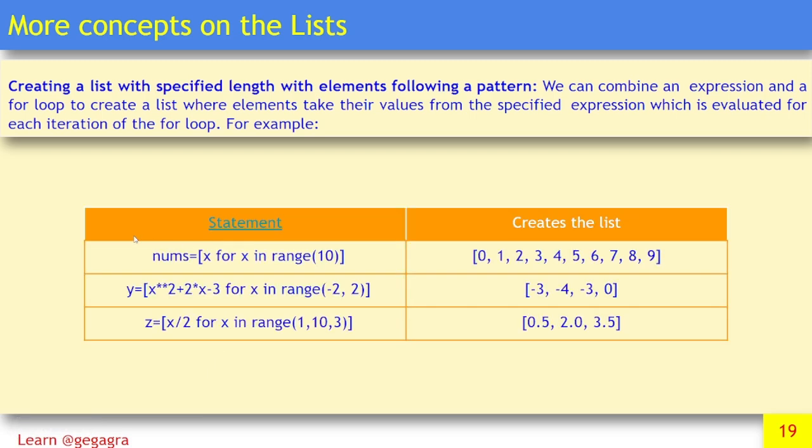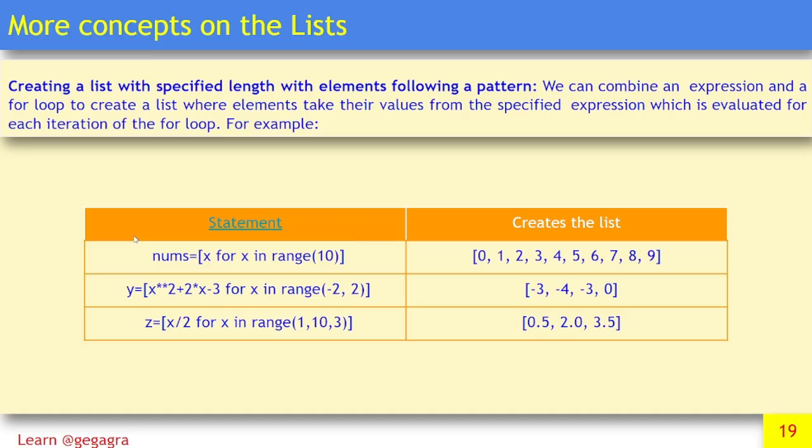See here, the first example is nums is equal to x for x in range 10. What does it do? x takes the values from this range: 0, 1, 2, 3. Since this variable x is enclosed within the square brackets, it will create a list. So x will get the values 0, 1, 2, 3 up to 9, and the values generated by this loop will be enclosed within the square brackets. So the list will be 0, 1, 2, 3 up to 9.